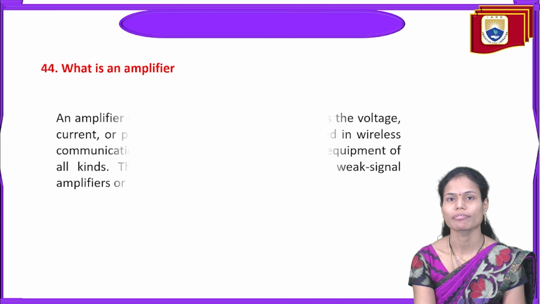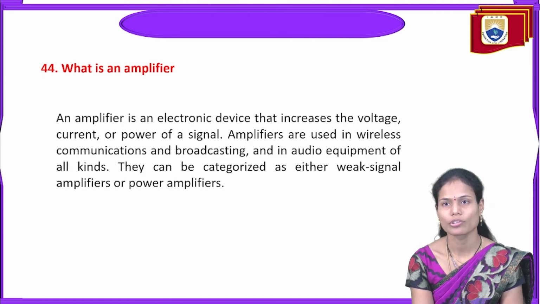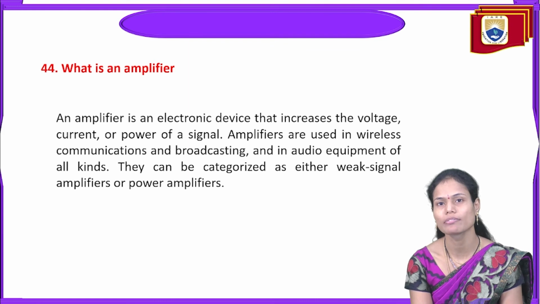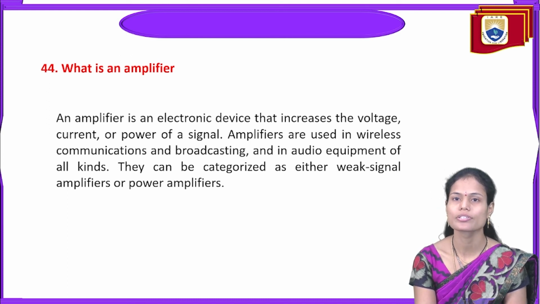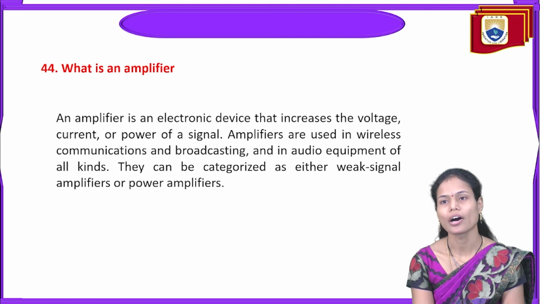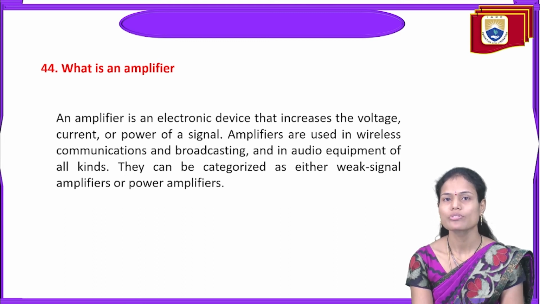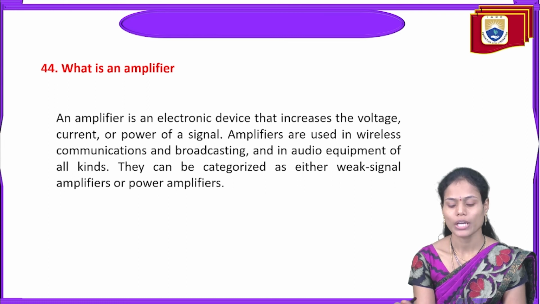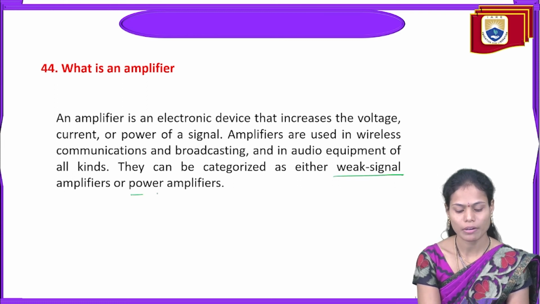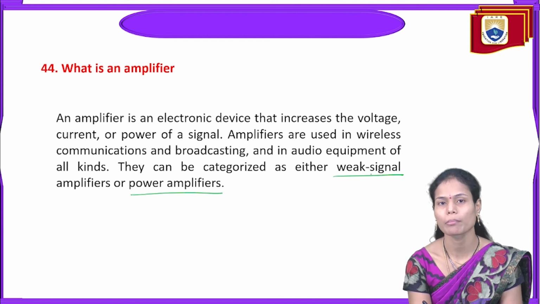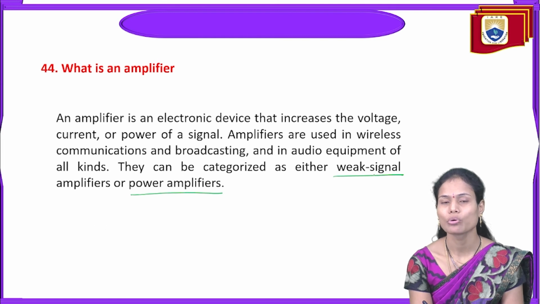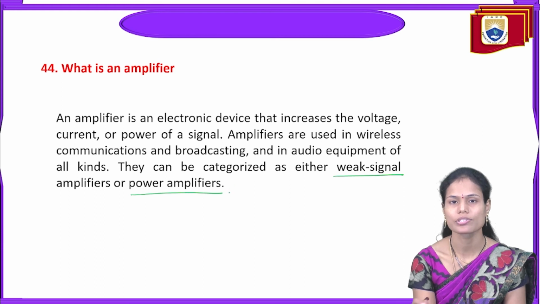Next, what is an amplifier? An amplifier is an electronic device that increases the voltage level or current level or power level of a signal. Generally, these amplifiers are used in wireless communications, in broadcasting, and in audio equipment also. Amplifiers are of two types: weak signal amplifiers and power signal amplifiers, that is, voltage amplifiers or power amplifiers. Voltage amplifiers can amplify low voltage signals or low frequency signals. Power amplifiers can amplify high frequency signals.